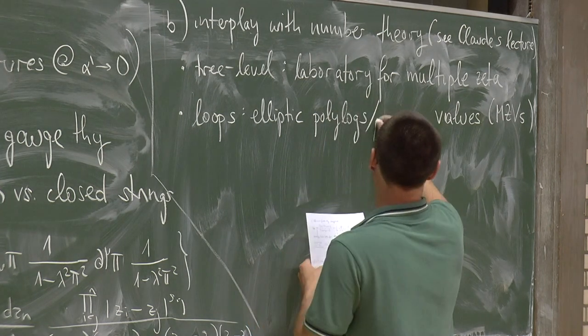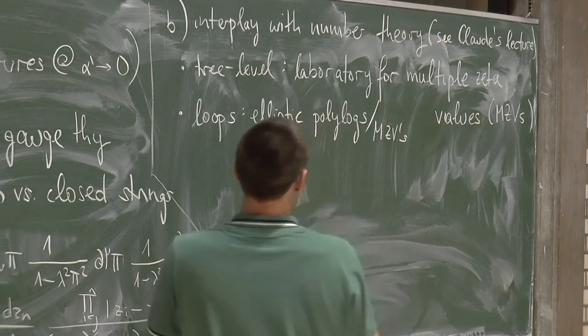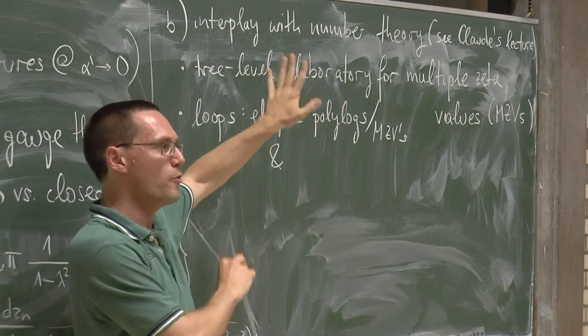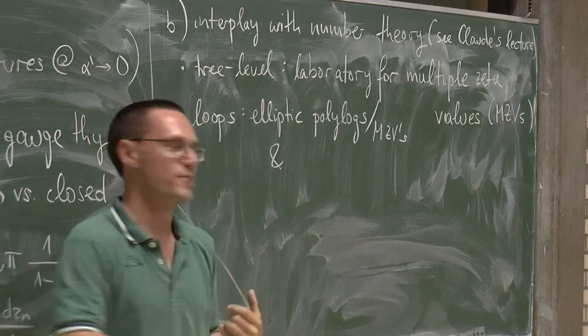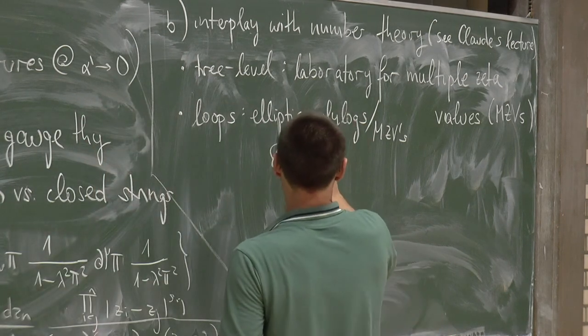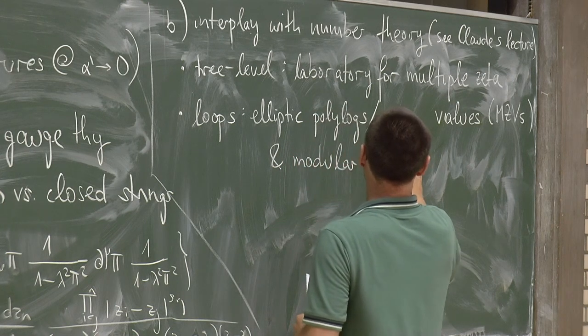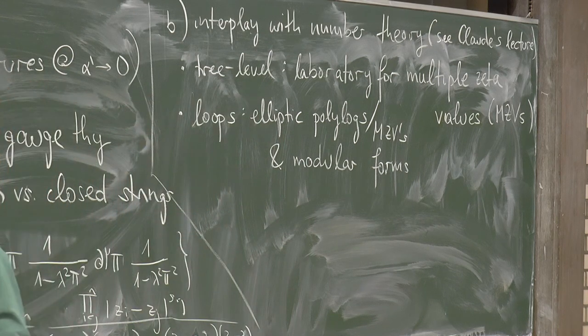Elliptic polylogs or elliptic multiple zeta values. These polylogs are already apparent from the open string case, but if you look at closed string loops, there's another dimension of mathematics coming up, namely so-called modular forms. So this is a fruitful topic of interest in mathematics.